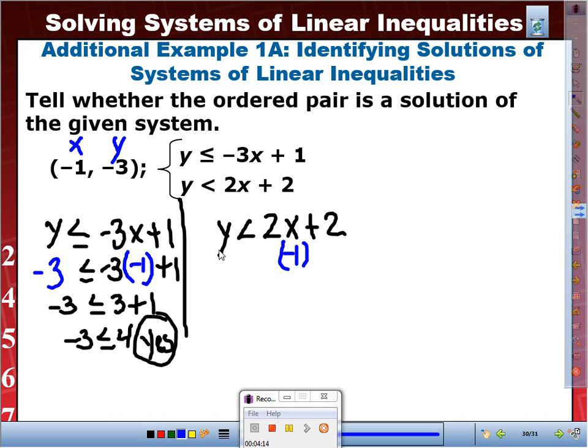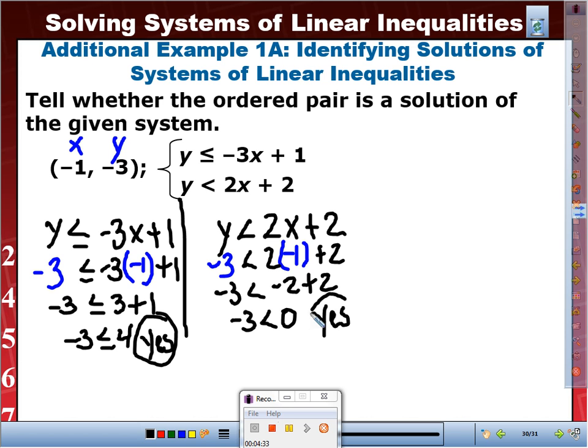So this is negative 1. This is negative 3. Bring down the rest. Negative 3 less than negative 2 plus 2. What is negative 2 plus 2? 0. Is negative 3 less than 0? Yes. So if it's true for both, listen to what I just said.